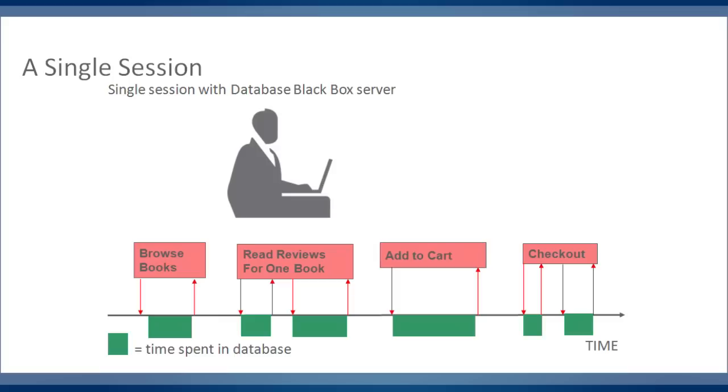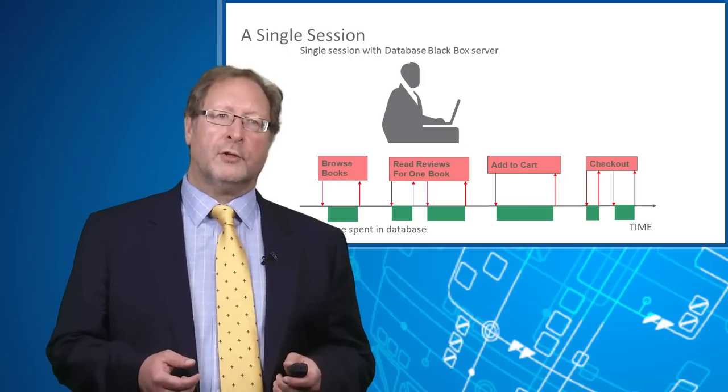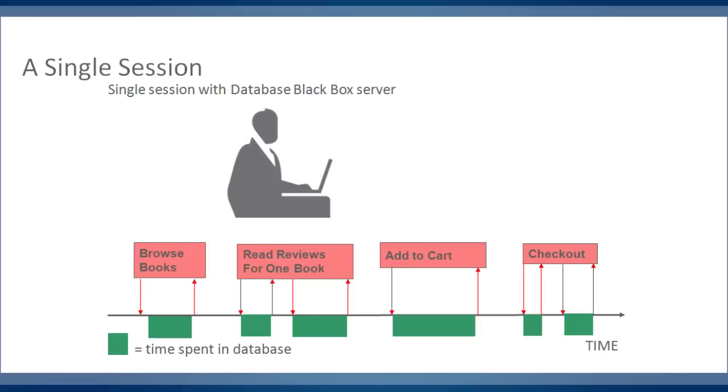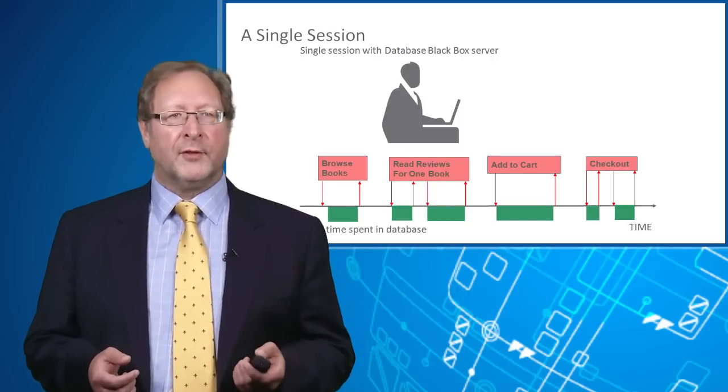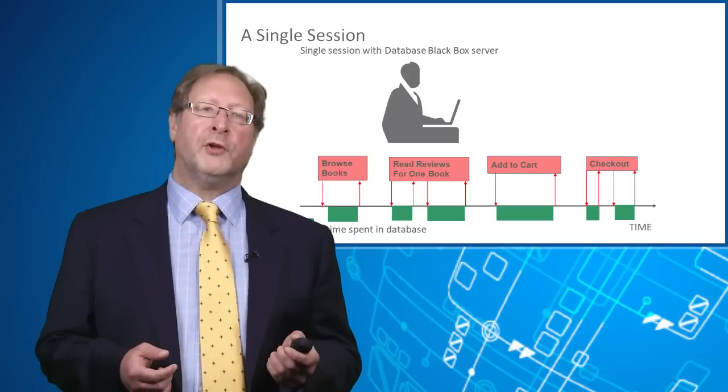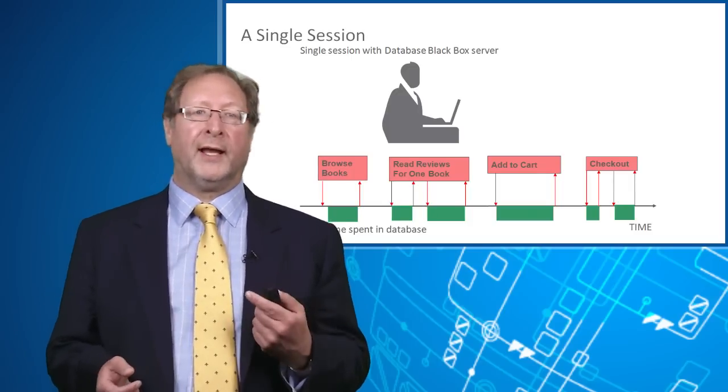So if we look at a simple example, here we have a user connected to the database, and this is something like a transaction of buying a book from Amazon. And so the user starts off, they're browsing through books. Part of browsing through books is the time spent in the database. And in this diagram, the little green blocks under the timeline there represent the time spent in the database. So after they've maybe found a book that they're interested in, they then go and read reviews. So that's more calls to the database, pulling back the review information.